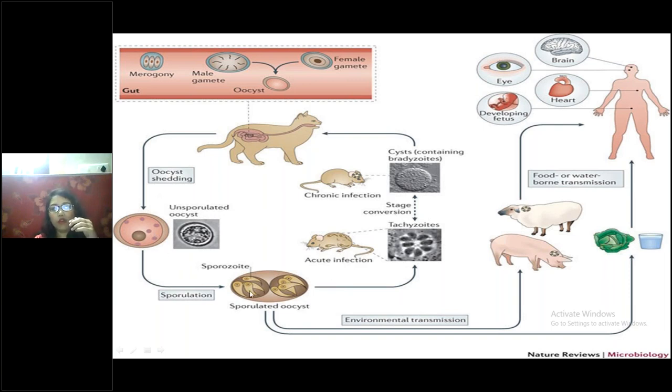But somehow, if the human is infected, it can be through any other animal or through the cat. And then different parts of the body can be damaged, like the brain, the eye, the developing fetus can be having some sort of congenital disorders. And then the heart also can be affected. So this is the thing with toxoplasmosis.